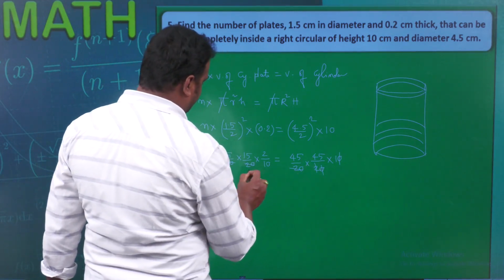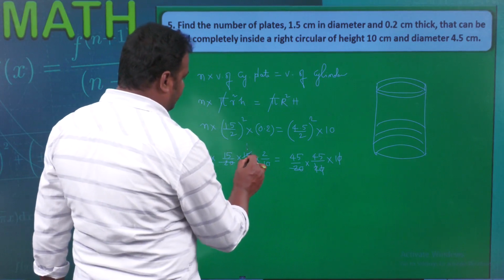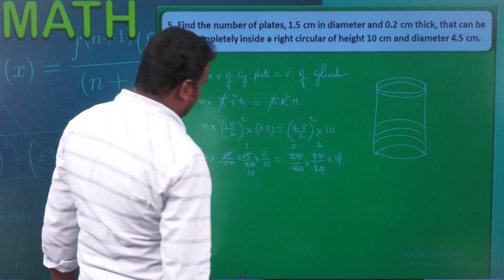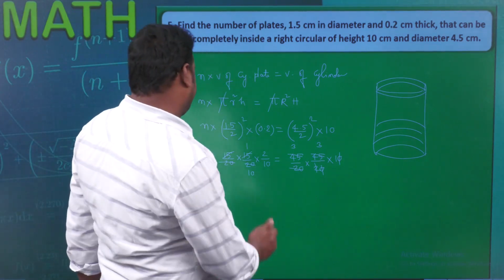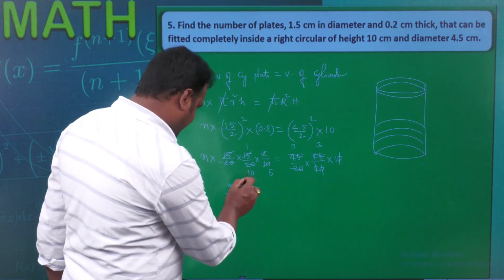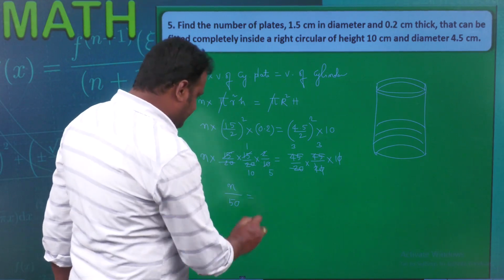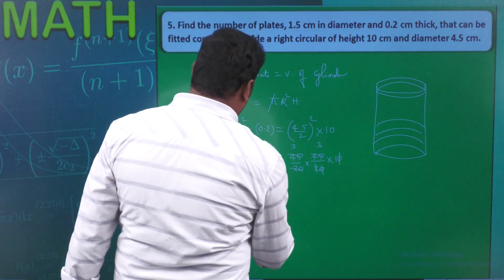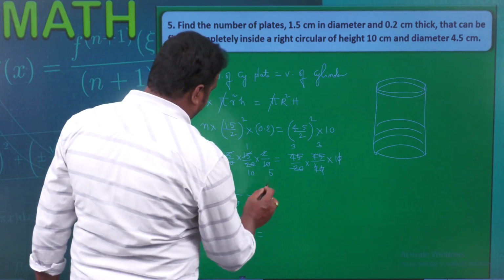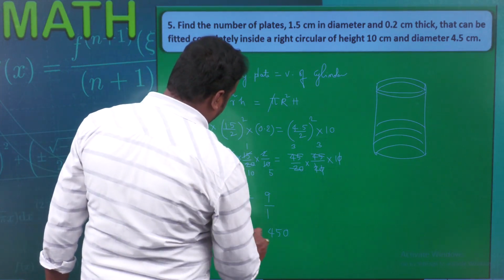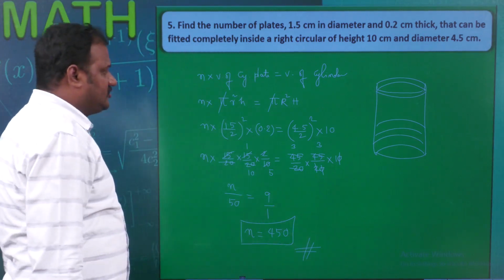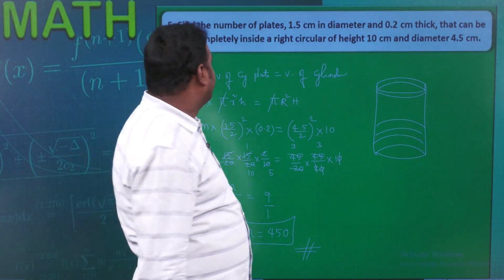2 and 2 10s are 20, and 15 ones, 15 3s are 45. Okay? And now here it is 2 ones and 2 5s are 10. Therefore, here n divided by 10 5s are 50 is equal to 3 into 3 is equal to 9 remaining. Okay? So, n is equal to what? By cross multiplication, n is equal to 9 5s are 45 and one more 0. So, the total number of plates are going to be 450. So, this way we can answer the problem easily.